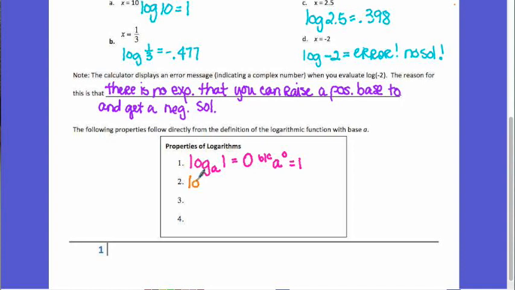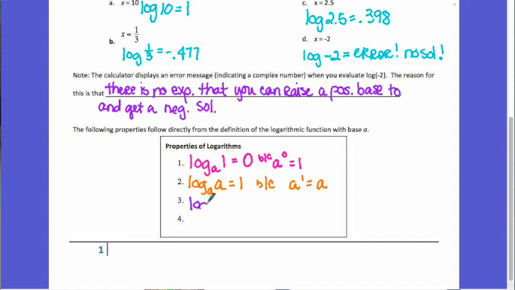The log base A of A is always going to be 1. If these two numbers match, your solution will always be 1. The reason for that is because A to the first power will always give you A. So whatever number that is, if that's x and x, your solution is 1. If that's 10 and 10, your solution is 1. If that's a bazillion 372 and a bazillion 372, your solution is still going to be 1.